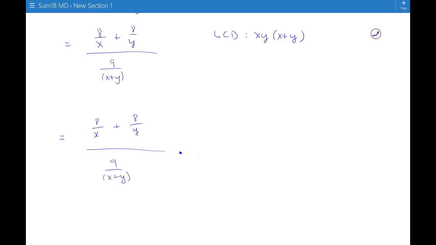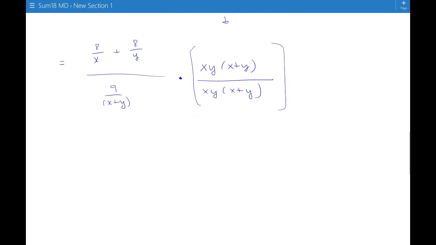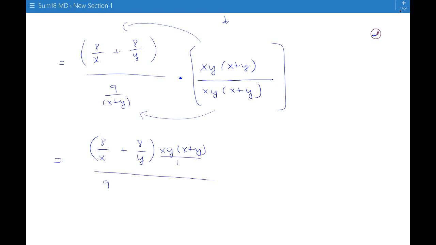And I'm going to multiply by 1. But it's going to be a very fancy one that's going to look like xy times (x plus y) over xy times (x plus y). So this is 1. Multiplying by 1 is legal, right? Of course. So now I'm going to distribute on the top and on the bottom. I'm going to do this in kind of slow motion. 8 over x plus 8 over y times xy times (x plus y). And you can put this over a 1 if that helps make it make sense to you. And then I have 9 over (x plus y) times xy times (x plus y).